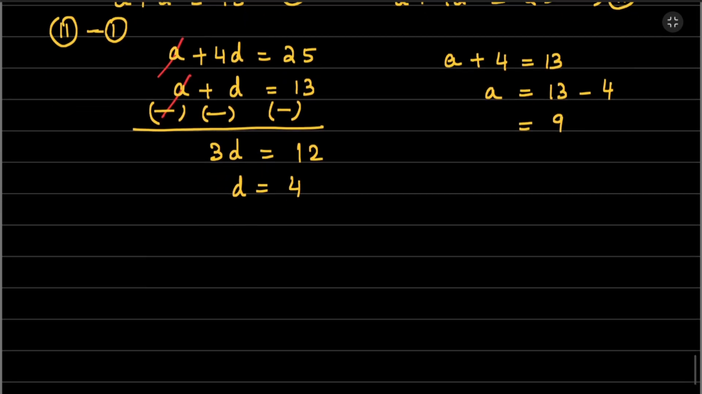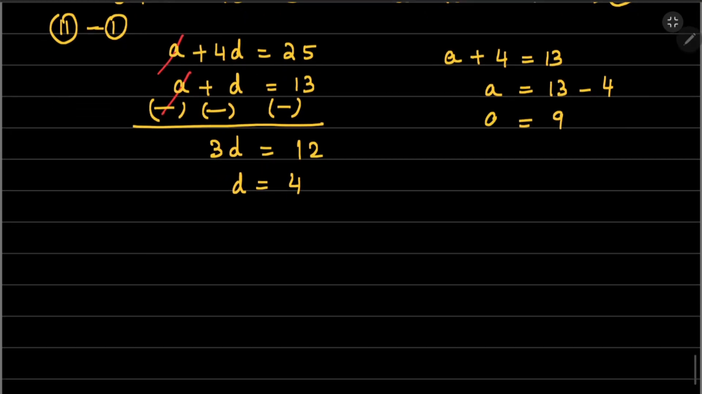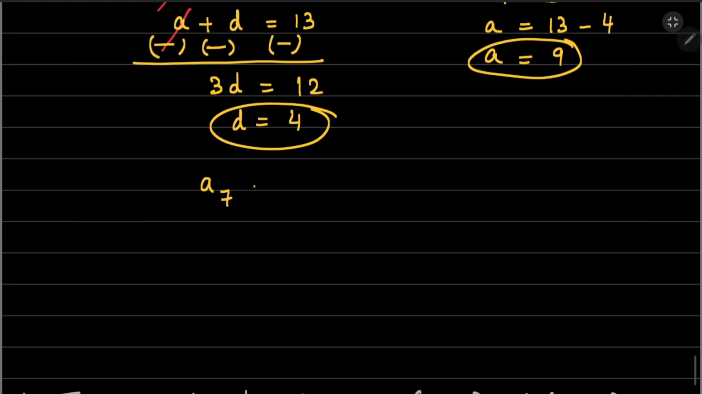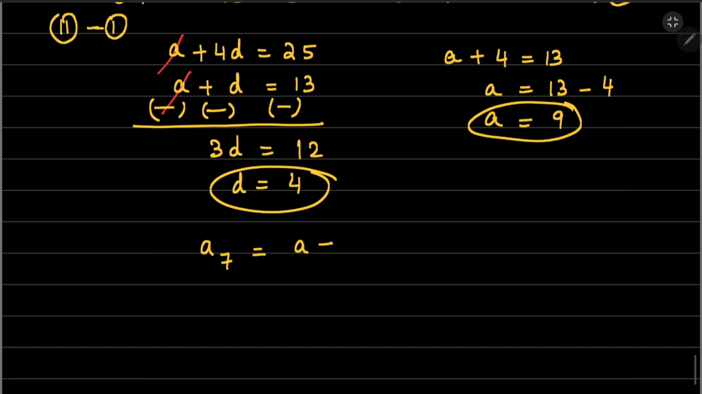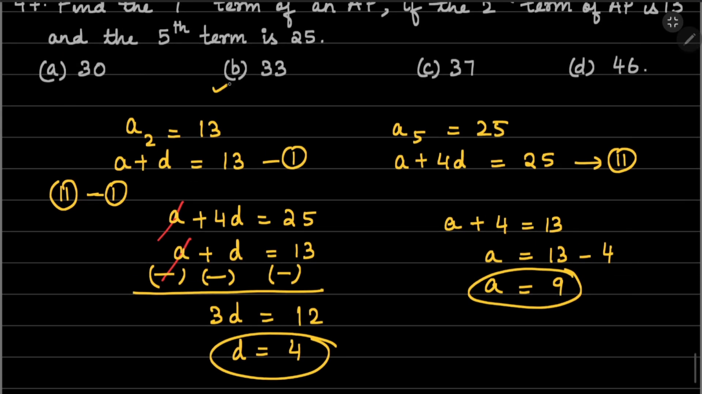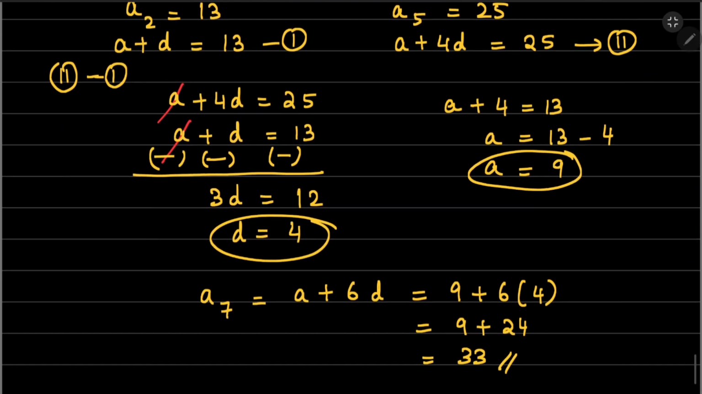What are you asked? Find the seventh term. So you know your A and D, so it's very easy to calculate the seventh term. The seventh term will be A plus 6D. A is 9, plus 6 into D, which is 4. So this is nothing but 9 plus 24. So the answer is 33. The correct answer is option number B, which is 33.